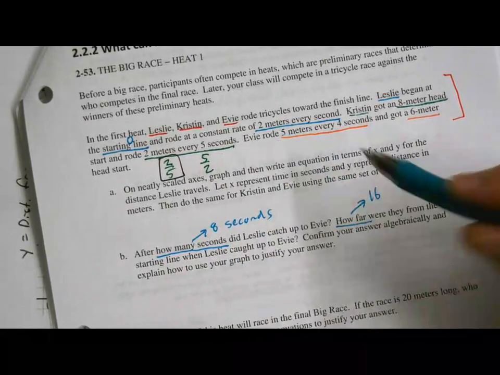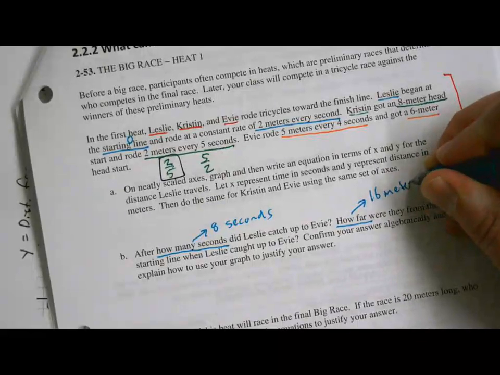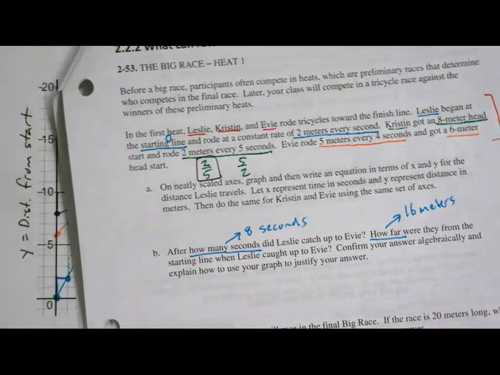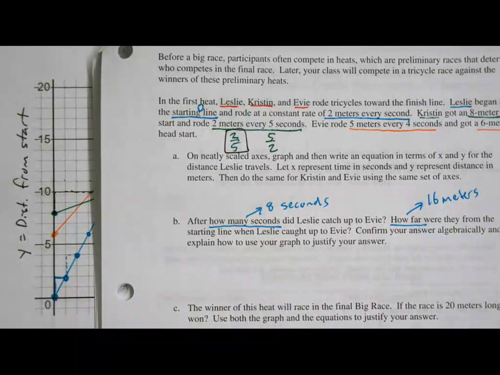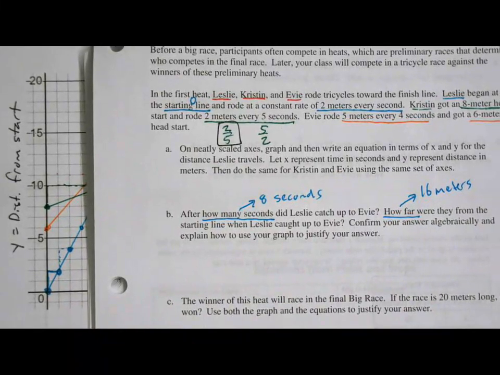I'm going up here. I'm seeing meters. It must be meters. All right, we'll skip the rest of that. We'll just answer the question. Let's go on to part C.